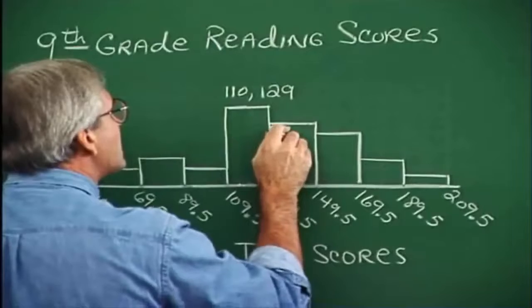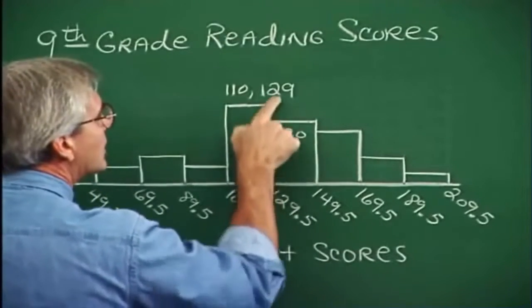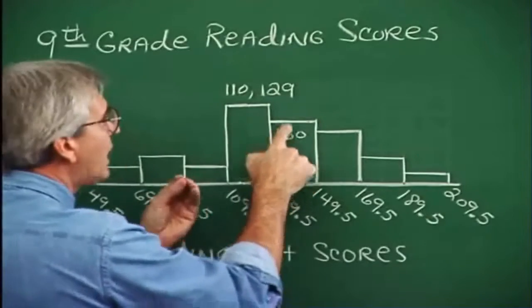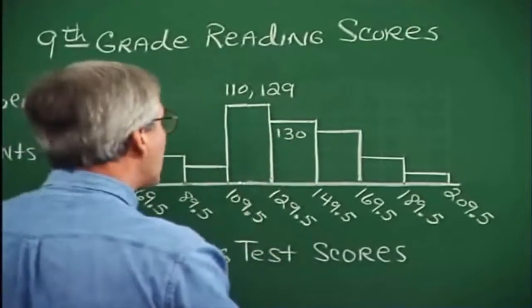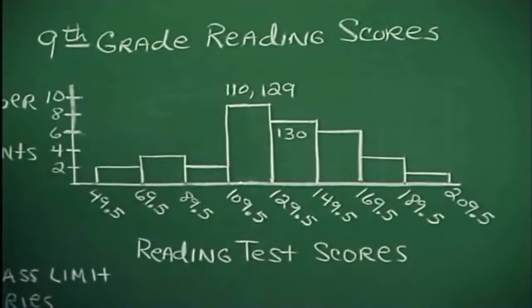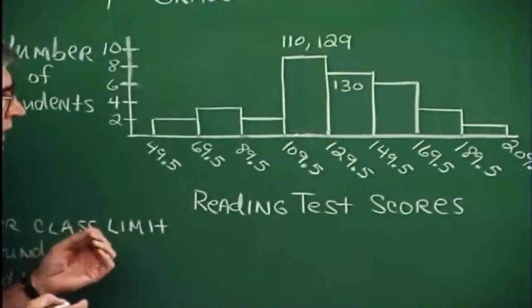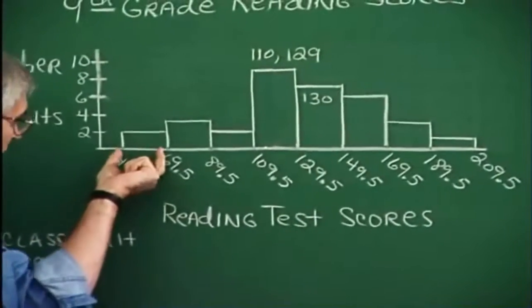So 130 is the lower limit here. So 129, 130, you see the decimal, which is right in between these two, is 129.5. That's a way of thinking about that boundary, that class boundary. Now, class width, we've already talked about a little bit.